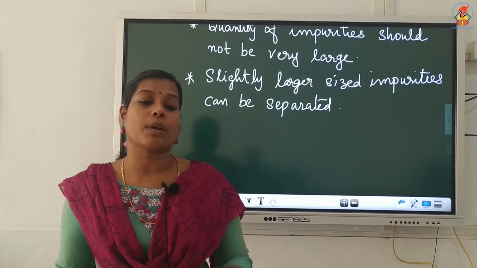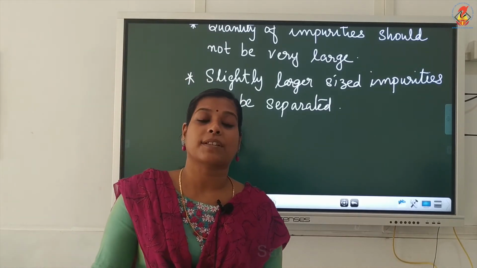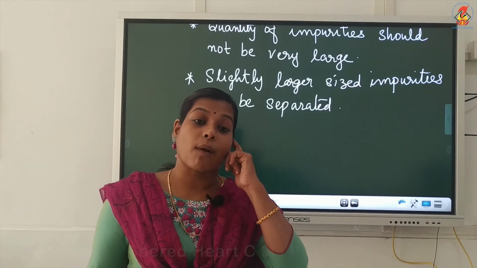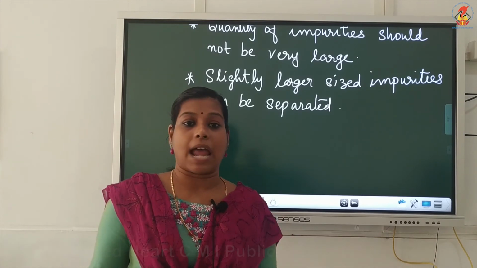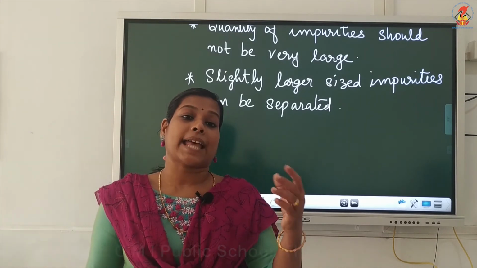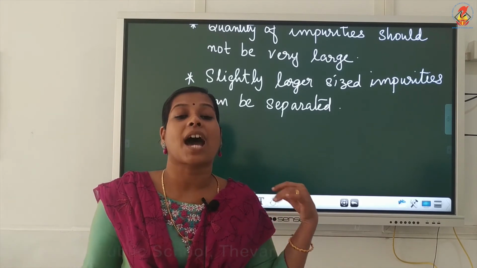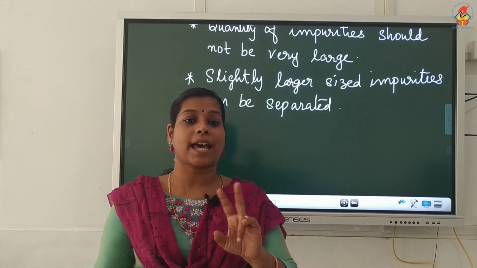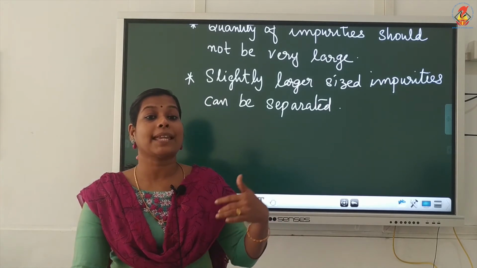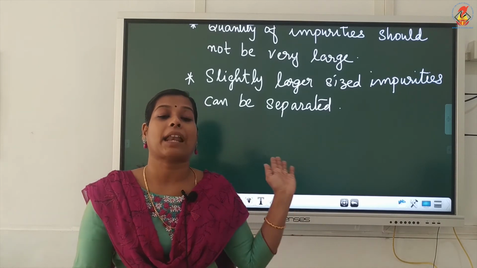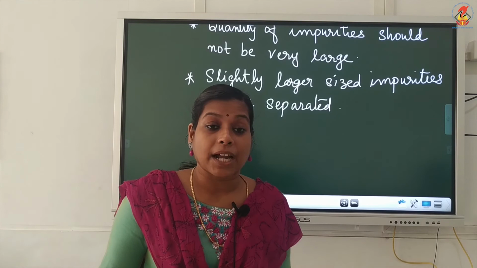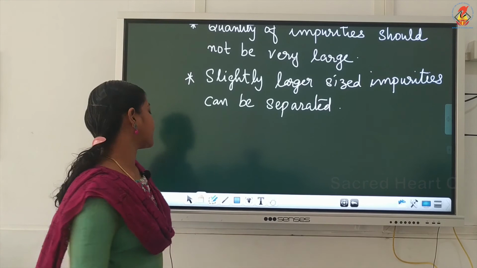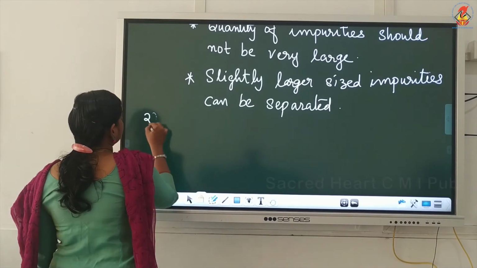So, these are the two conditions to adopt the hand picking method for the separation of the components of a mixture. First condition is that the quantity of impurities should not be very large, and the second one is size, that the impurities' size should be larger than the size of the components. When we meet these two conditions, then hand picking will be the convenient method of separation. Clear? Now we can move to the second method of separation, that is threshing.